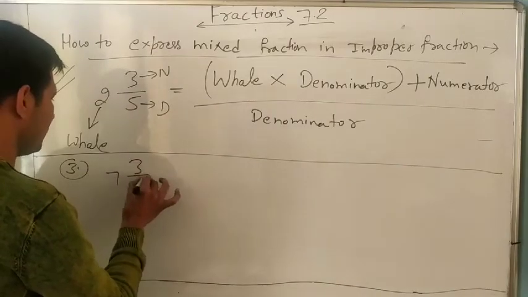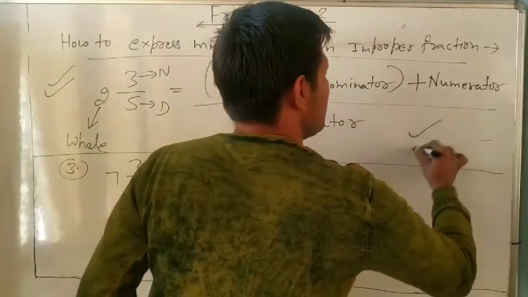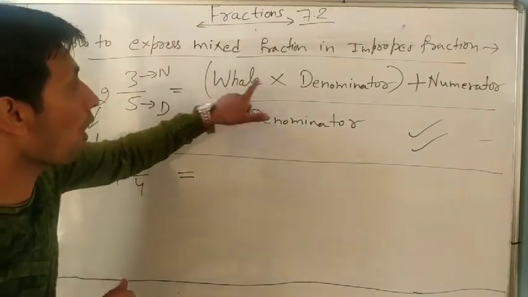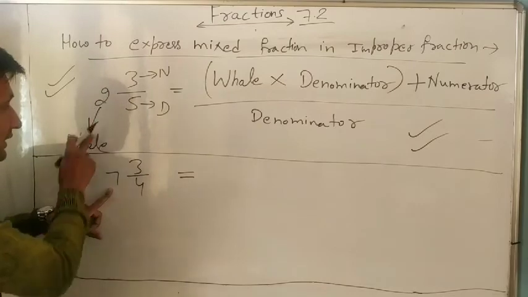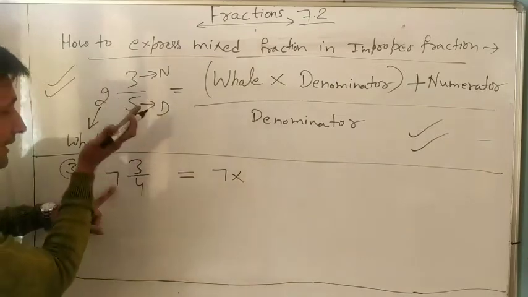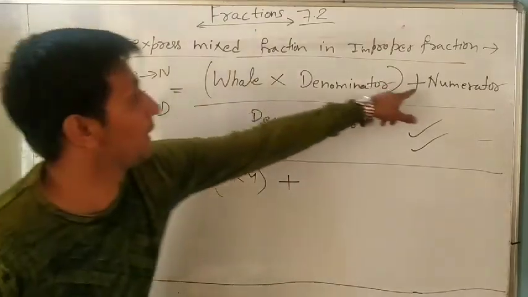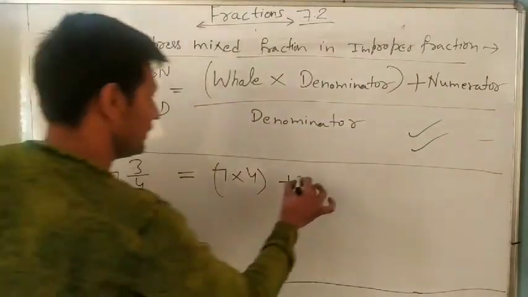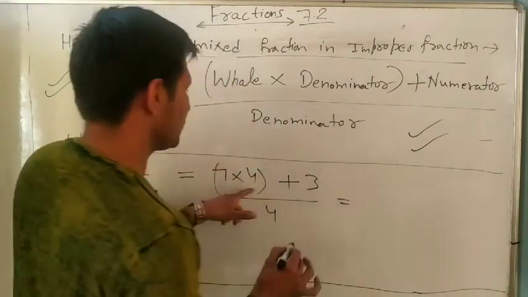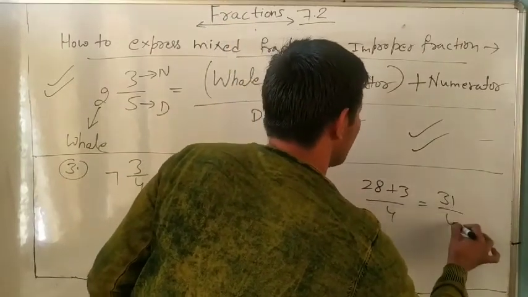Express the following as improper fraction. 7 3/4. So in every question you will first write this formula, then you will solve. So how will we represent? Whole is how much? 7. Always whole is this number. Whole 7 multiply denominator. Denominator is always the downside. 7 into 4 plus numerator. Numerator is how much? 3. Divide by denominator. Denominator is 4. So 7 into 4, 28, plus 3 divided by 4. How much? 31 divided by 4.